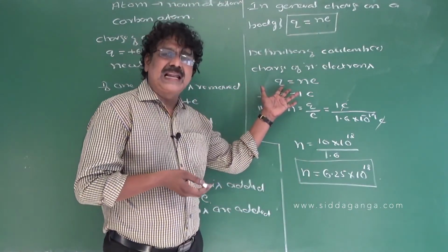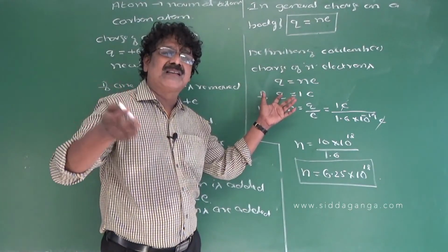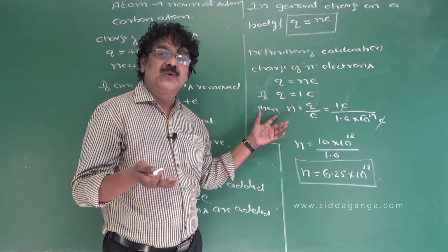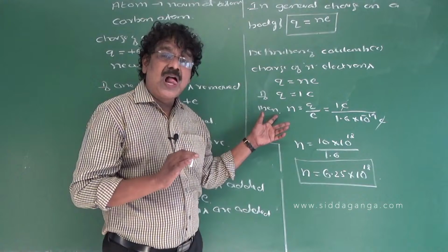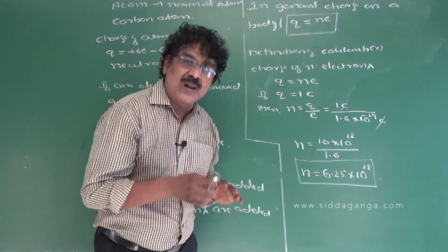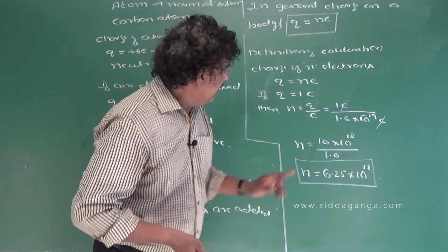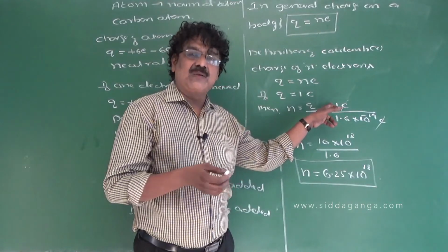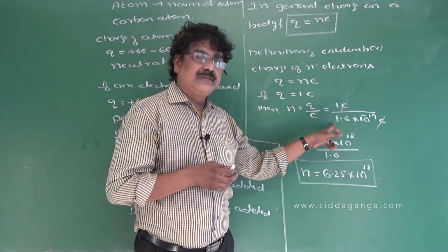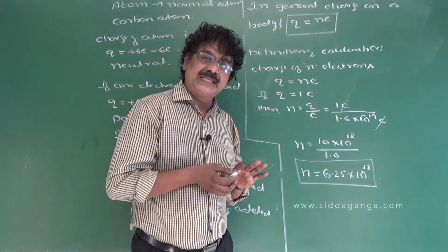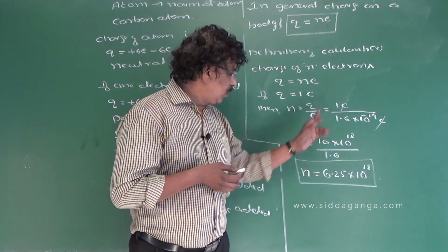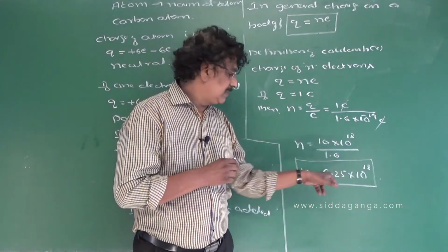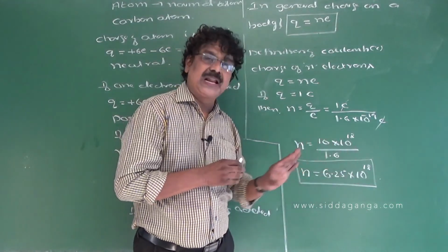Using this one, we can calculate how many electrons constitute 2 coulomb of charge, how many electrons constitute 1.5 coulomb of charge, how many electrons constitute 10 coulomb of charge. The formula is same. N is equal to Q by E. So Q is the given charge, 1 coulomb, 2 coulomb, 3 coulomb, and E is 1.6 into 10 power minus 19. So for 2 coulomb it becomes 2 times. For 3 coulomb it becomes 3 times 6.25 into 10 power 18.